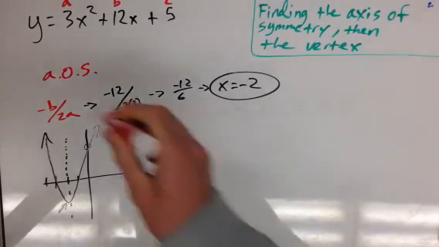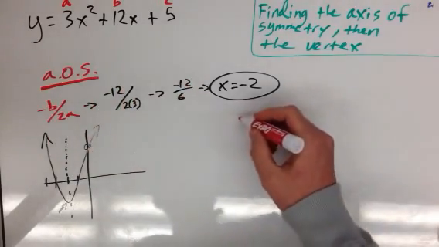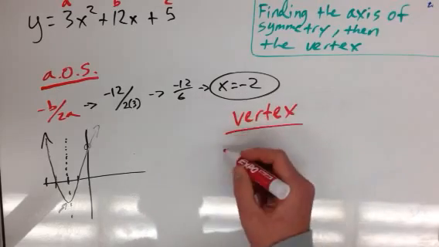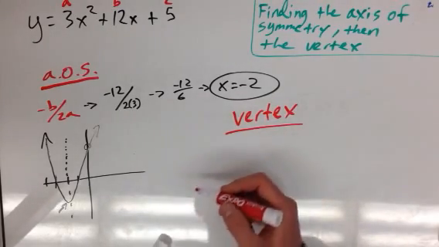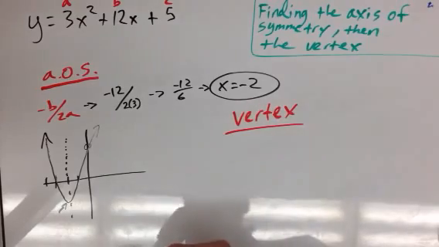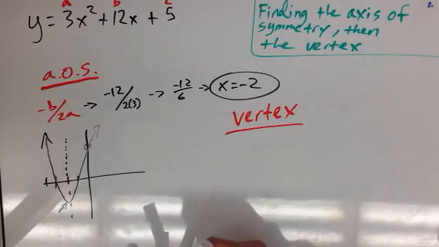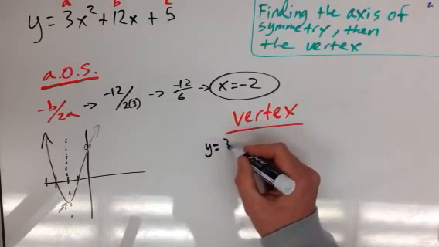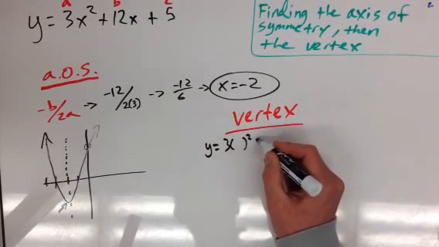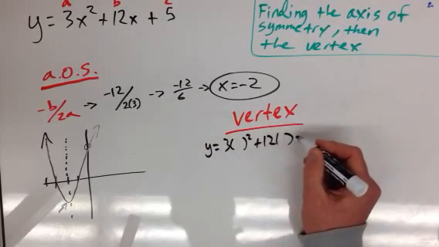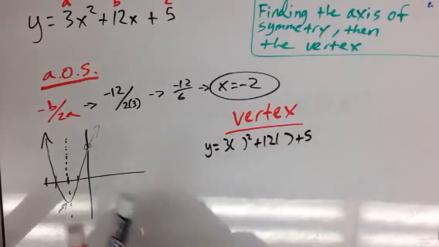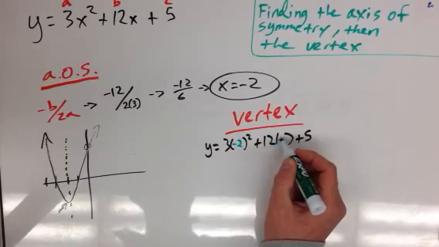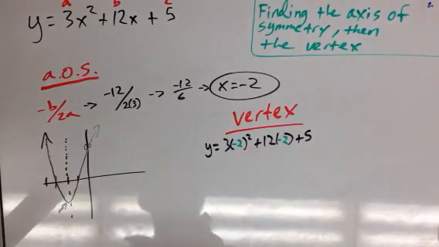So I found my axis of symmetry. If I want to find my vertex, what I need to do is plug my axis of symmetry into the equation. So x equals negative 2. Watch what I do with this equation. I've got y equals 3x squared plus 12x plus 5. So everywhere that I see an x, I'm just going to plug in my axis of symmetry, and that'll give me my height at that point. And then I'm going to solve.